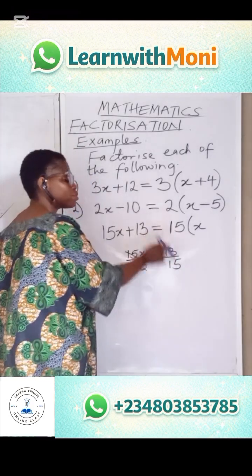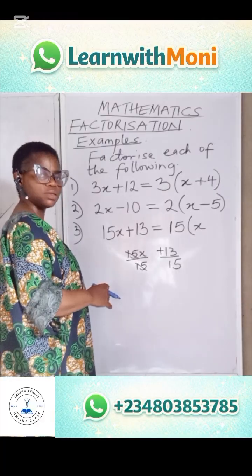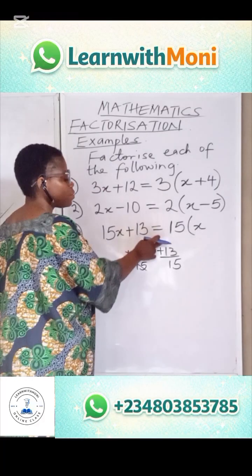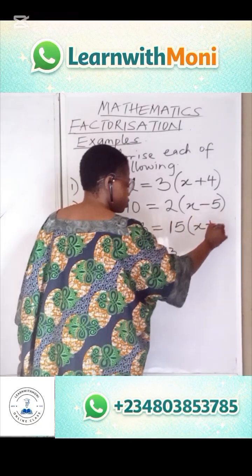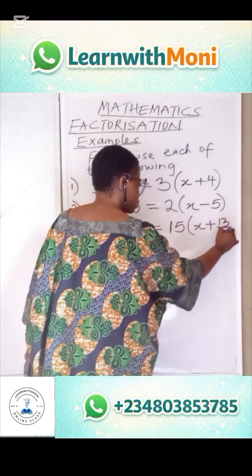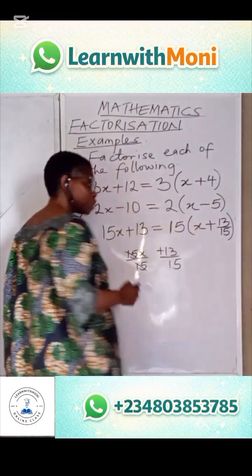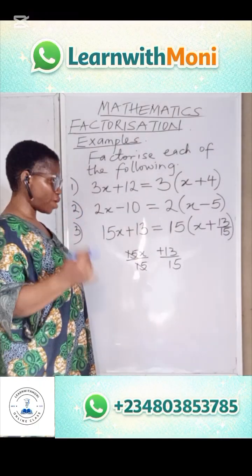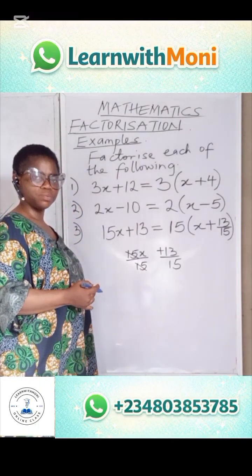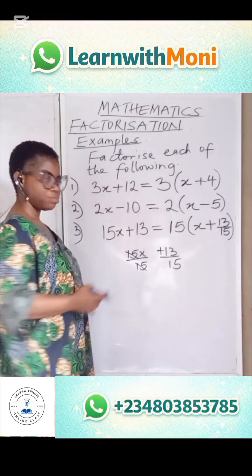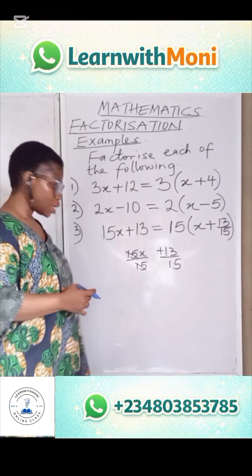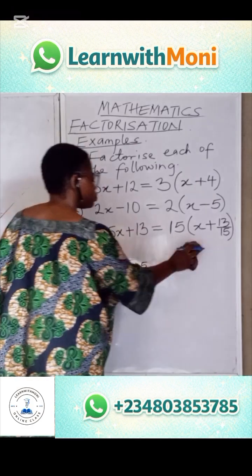There is no common factor between 13 and 15, so I can't simplify this. I can't reduce it to a lower term. So I will just have to put it in the bracket as plus 13 over 15. And I have still been able to factorize that expression. Let us look at more examples.